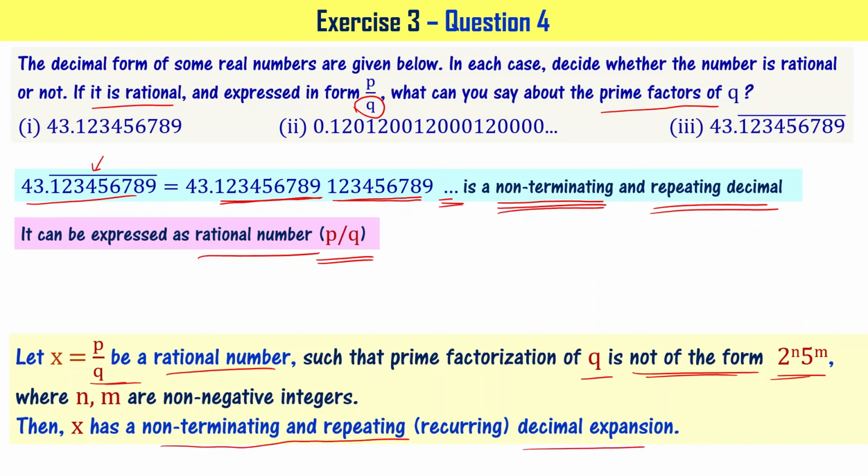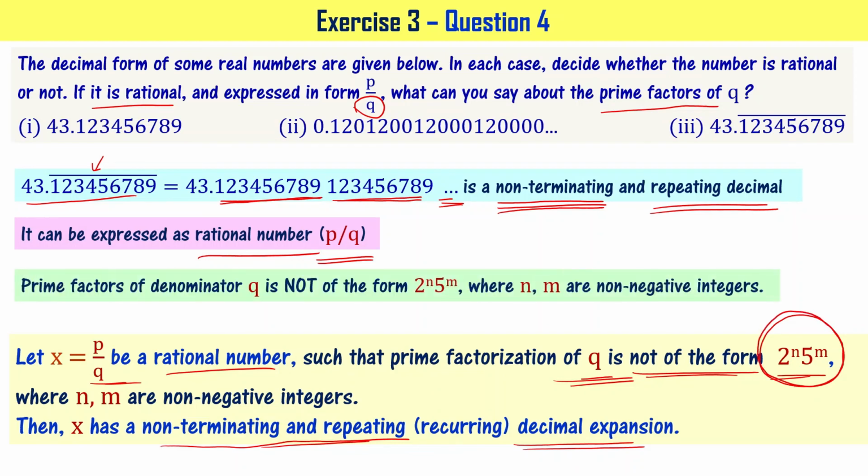Got it? When you have non-terminating and repeating decimal expansion, the prime factors of q is not going to be in the form of 2 power n 5 power m. This is what you have to note. Let's write that. Prime factors of q are not in the form of 2 power n 5 power m, where n and m are non-negative integers. This not is important. When you have non-terminating but repeating decimals, prime factorization is not in the form of 2 power n 5 power m. Got it?